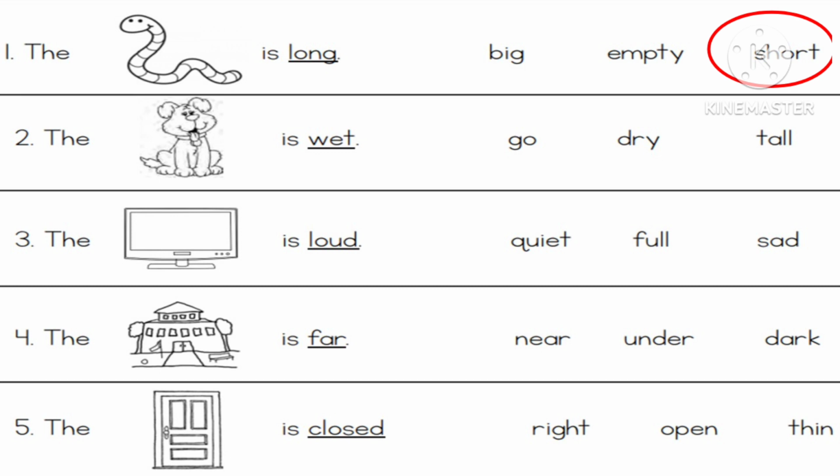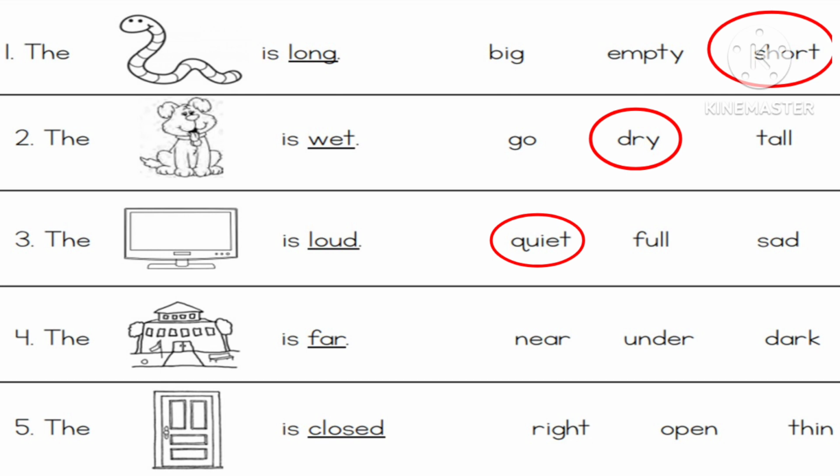2. The dog is wet. What is the opposite of wet? Great. The answer is dry. 3. The television is loud. What is the opposite of loud? Very good. The answer is quiet.